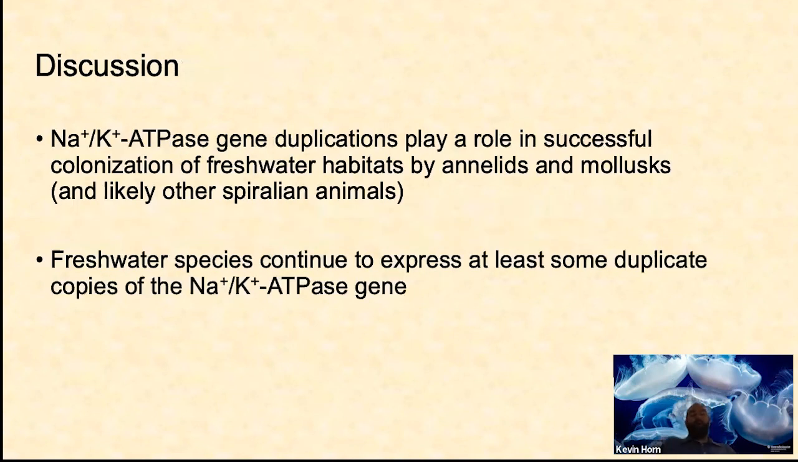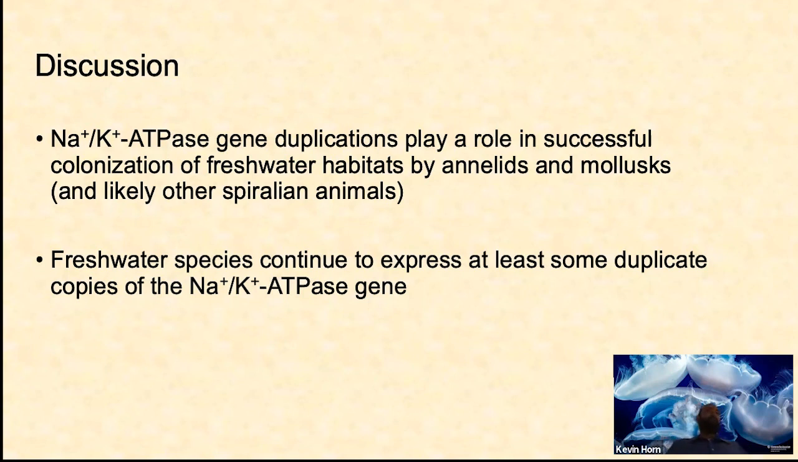So overall, general discussion, what does all of this mean? I don't know. Sodium-potassium ATPase gene duplications seem to play a role in the successful colonization of freshwater habitats, at least by annelids and mollusks, likely other spiralian animals, and honestly, likely other animals as well. We could expand this out, start looking at arthropods and stuff as well.